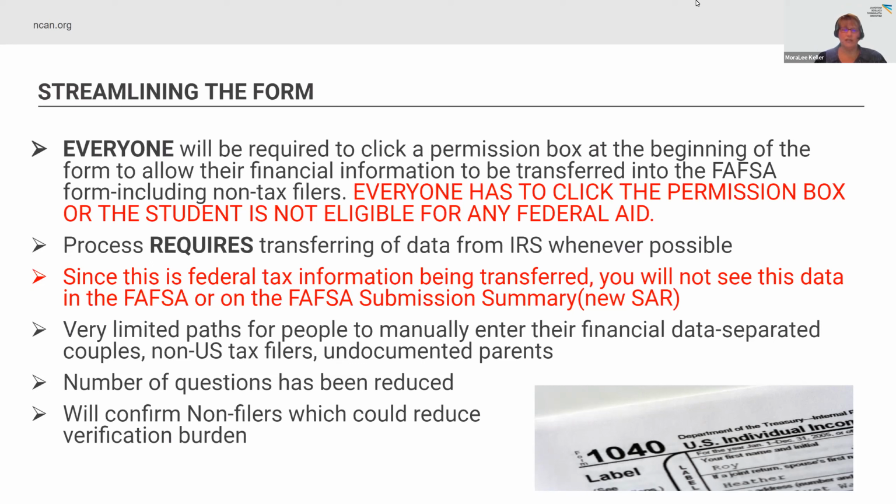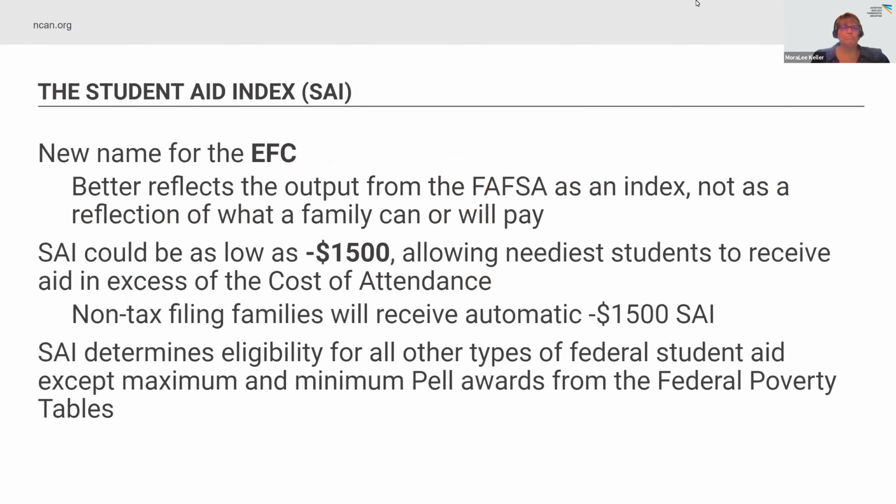The number of questions has been reduced, and by checking that permission box, it will confirm people who did not file, and therefore in the future may reduce the verification burden for students, because the IRS will already have verified that there's nothing on file over there. Next.